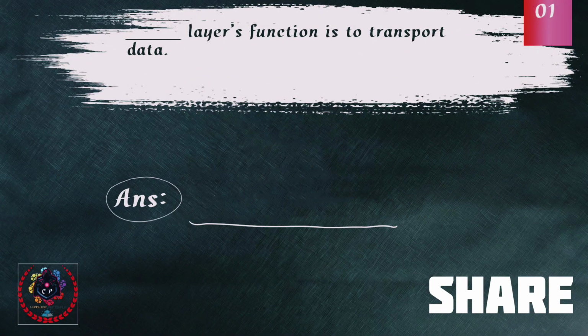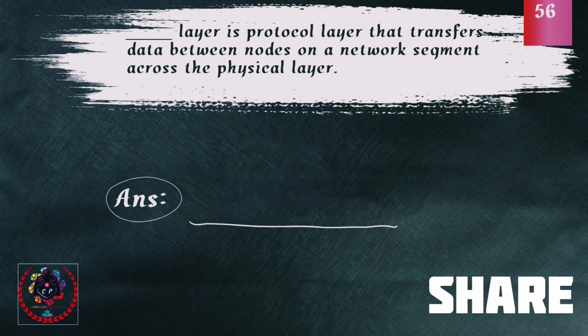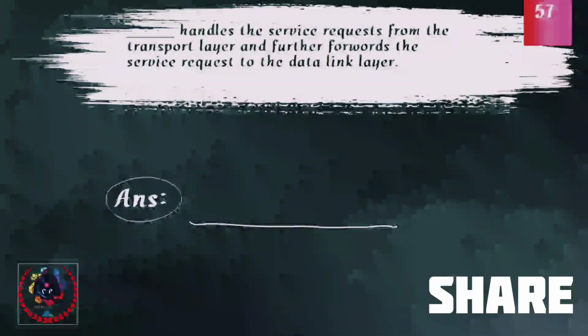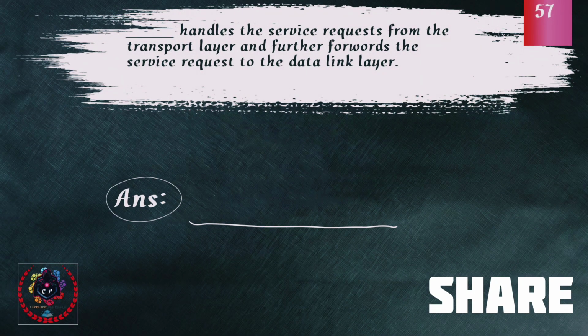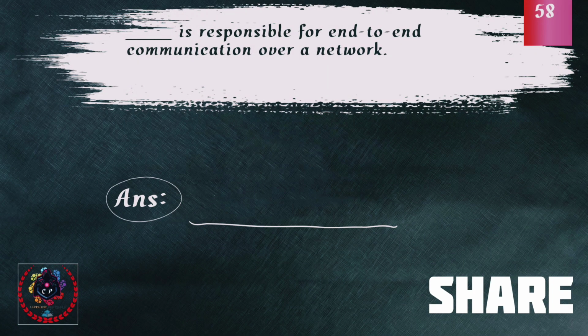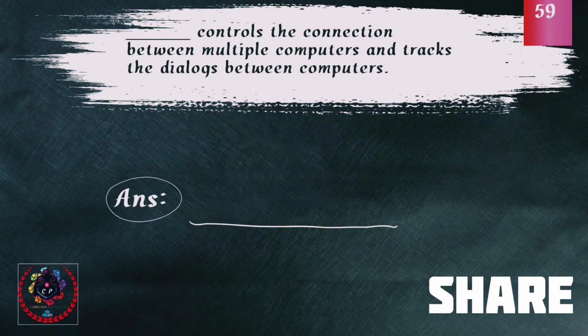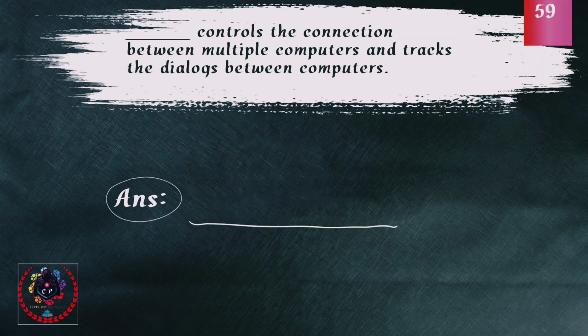Layers' function is to transport data. Physical. Layer is protocol layer that transfers data between nodes on a network segment across the physical layer. Data link layer handles the service request from the transport layer and further forwards the service request to the data link layer. Network layer is responsible for end-to-end communication over a network. Transport layer controls the connection between multiple computers and tracks the dialogue between computers.